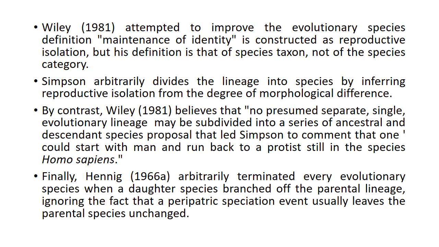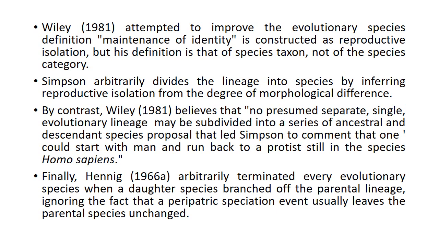By contrast, Wiley in 1981 believed that no presumed separate single evolutionary lineage may be subdivided into series of ancestral and descendant species, that we cannot divide ancestral descendant lineage into species, which led Simpson to comment that one could start with a man and run back to a protist still in the species Homo sapiens, which was quite right, because if we cannot subdivide the evolutionary lineage into different species on the basis of certain criteria, then starting from the man and going back to the protist will be included in the same species called Homo sapiens. So, that was not true at all.